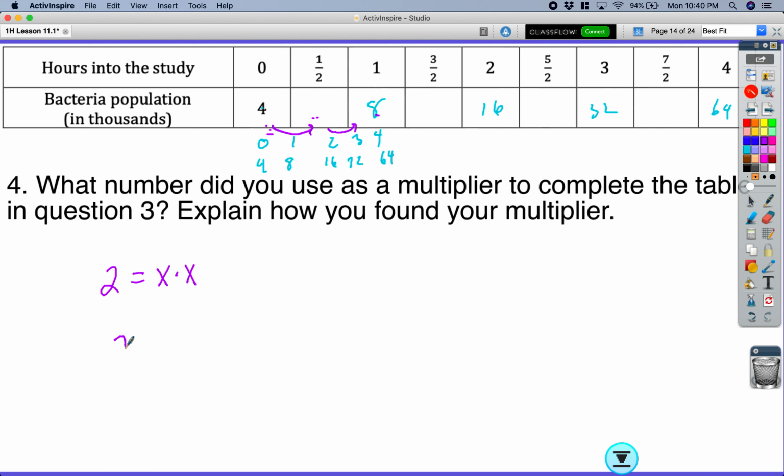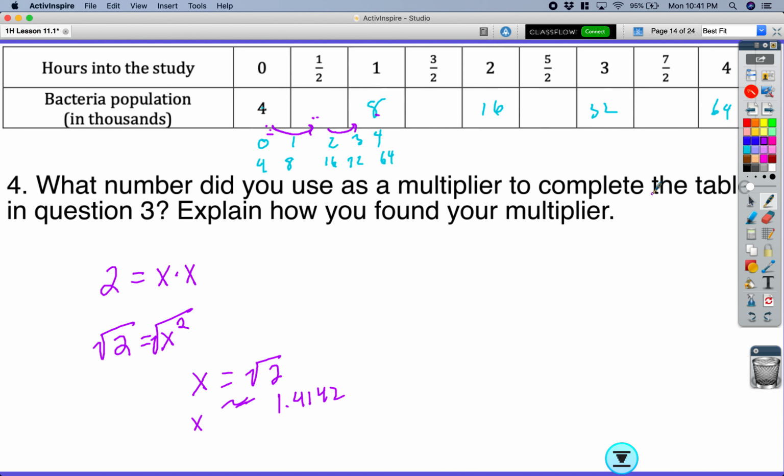So this would give me 2 is equal to x squared. Then when I take the square root of both sides, x is equal to the square root of 2, which means x is about 1.4142. Now remember that the square root of 2 is an irrational number, and since it's an irrational number, it goes on forever, so this is an estimate, okay?